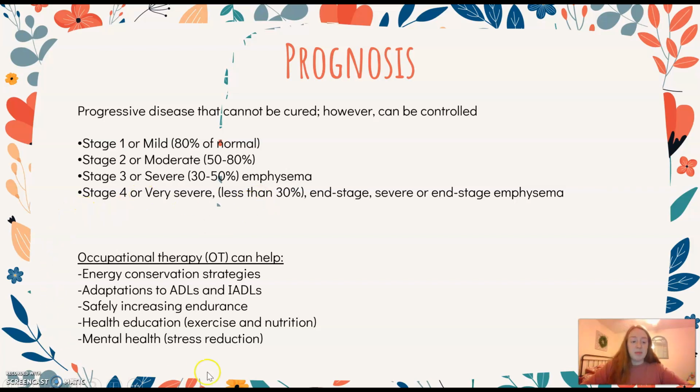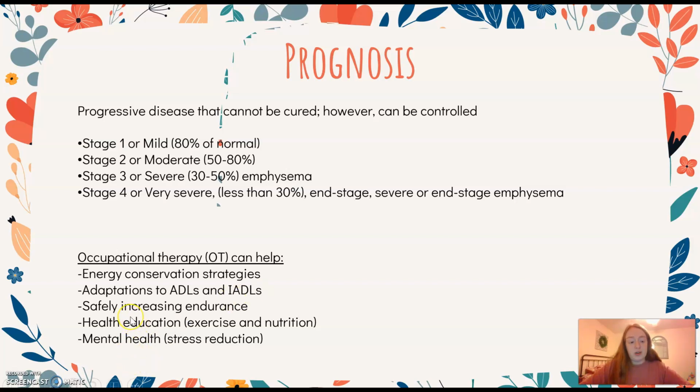Okay, the final bit of information here, this is not required either, but I thought it was important to keep in mind since we are all in the occupational therapy field. When we have a patient with emphysema, we're really going to be focusing on how to conserve energy. So these energy conservation strategies are really important, and it also carries over into adaptations to ADLs and IADLs. And this is because we're going to be trying to alter things and make it easier so less energy is exerted and they can conserve the needed energy throughout the day.